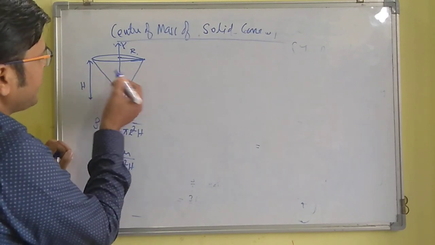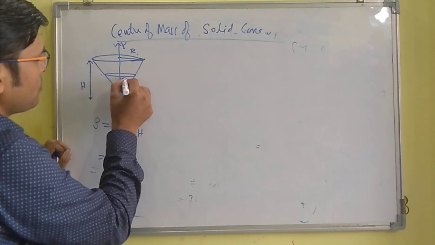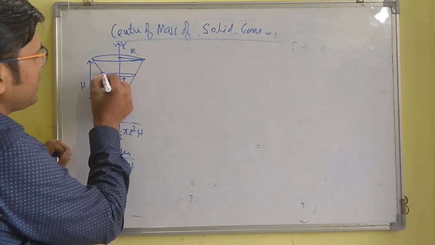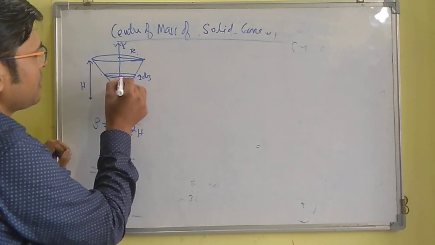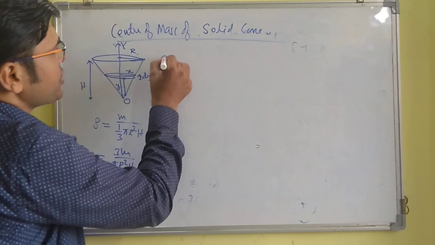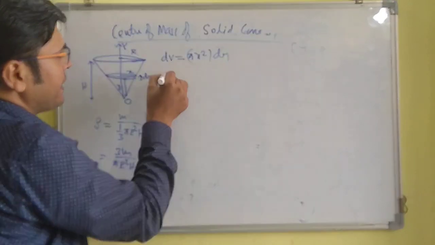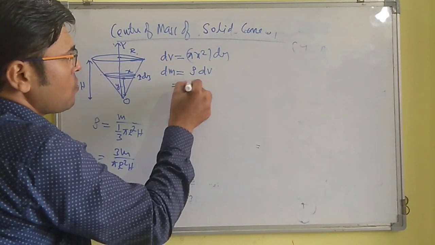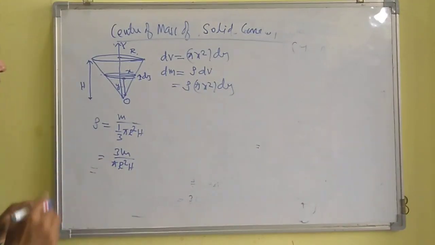Now again we take elemental disk at a distance of y from origin, and thickness of this elemental disk is dy, and radius of this elemental disk is x. So this differential volume would be how much? Pi x square into dy, and differential mass of this differential volume, that would be rho dv, that is rho pi x square into dy, right?